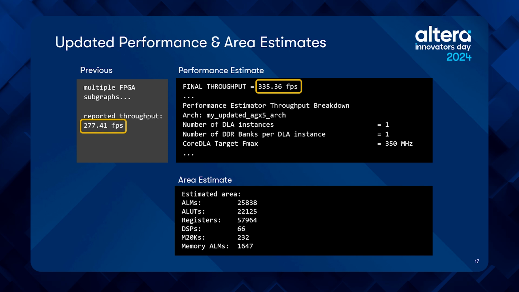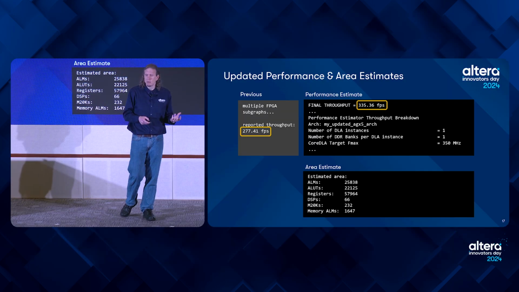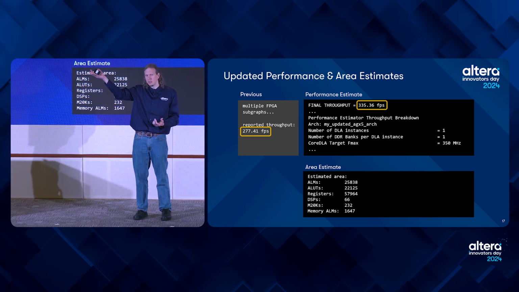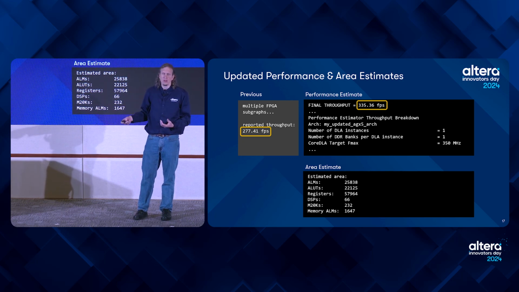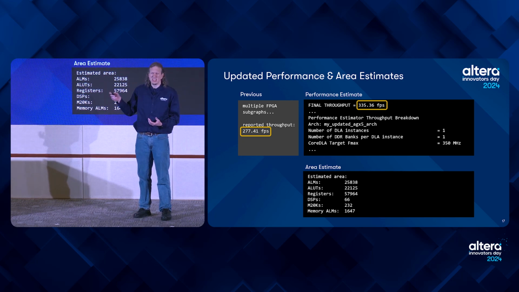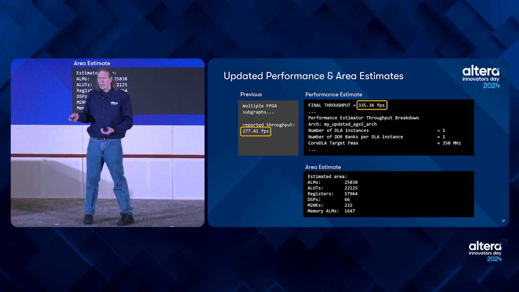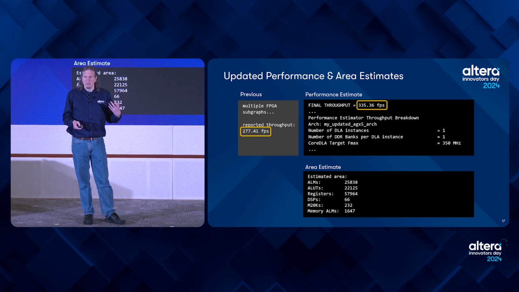Looking at the compiler, we see that the new performance estimate is 335 frames per second. This is obviously an improvement over the previous estimate of 277 frames per second, shown on the left-hand side. Actually, the performance improvement is even larger since the old estimate was based on the instruction stream for the FPGA, but did not look at the instruction stream for the CPU. Remember, the switch layers were executed on the CPU. So as a result, that old estimate was actually a little bit optimistic. That means our new estimate is not only faster, it's also a higher quality estimate since everything is on the FPGA.